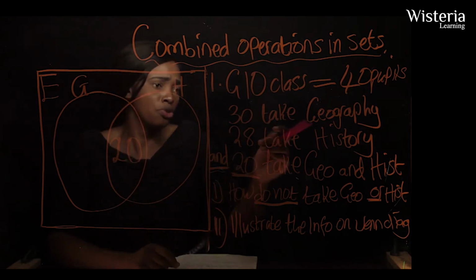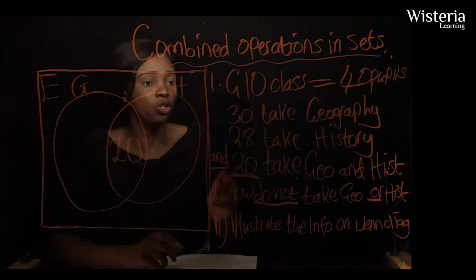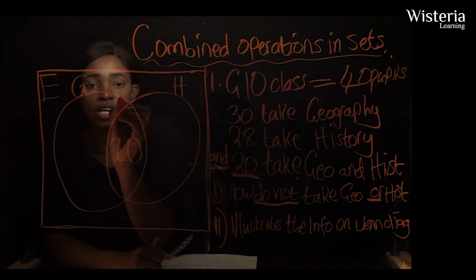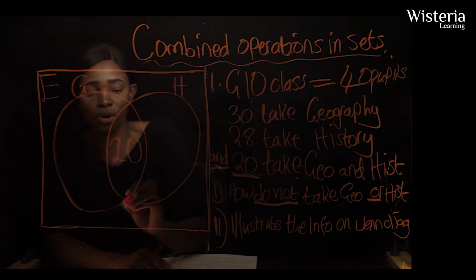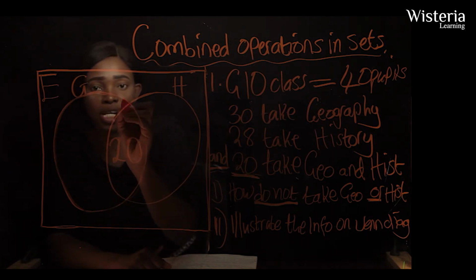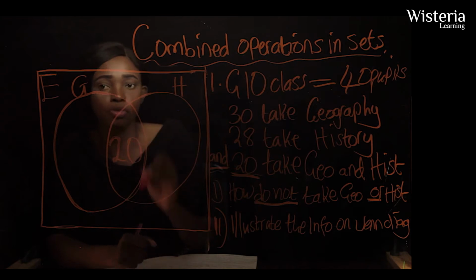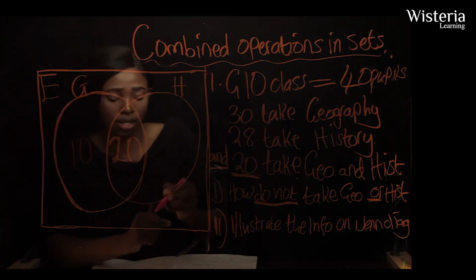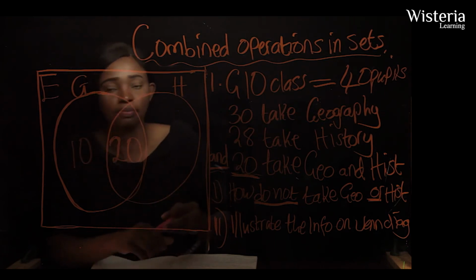Then I'll come to geography. In the set for geography, the total number that we should have is 30. And remember, we already have 20 inside. So what is remaining for us to have 30? 20 pupils are already in, so we are having 10 this side. 10 plus 20 will give us 30.